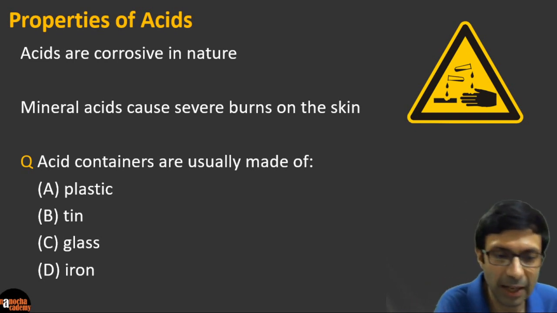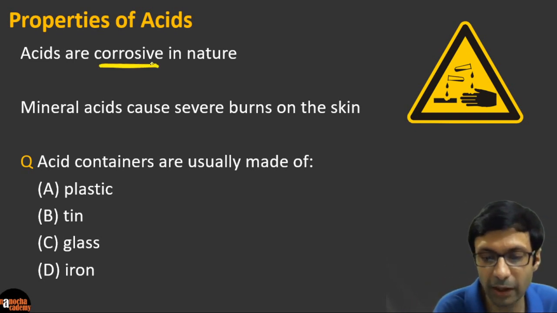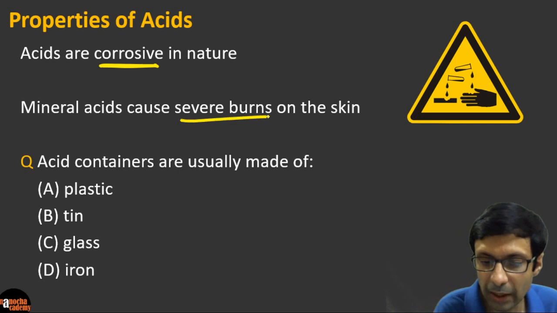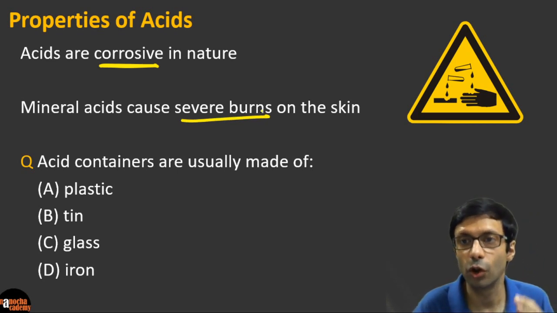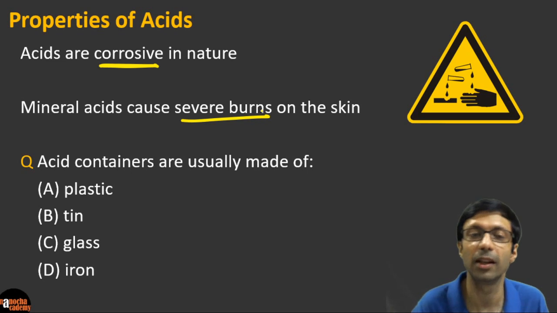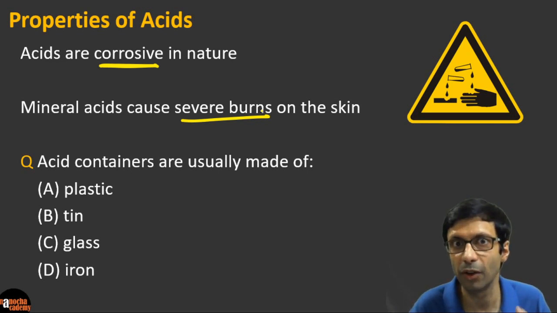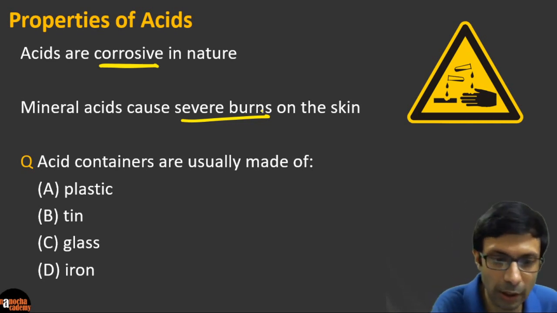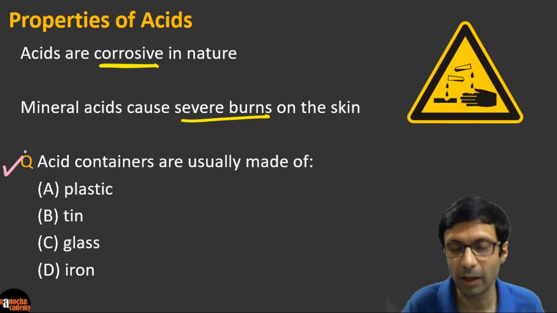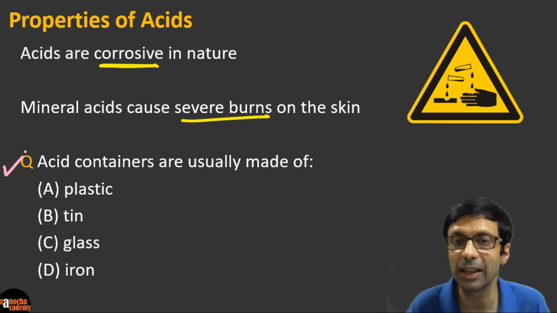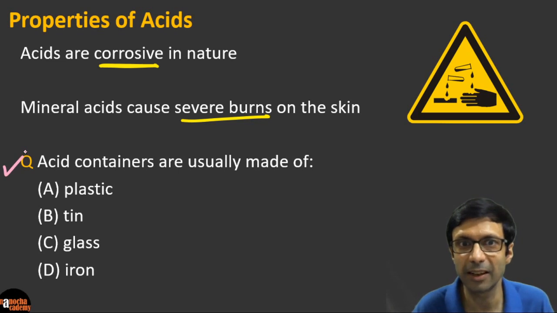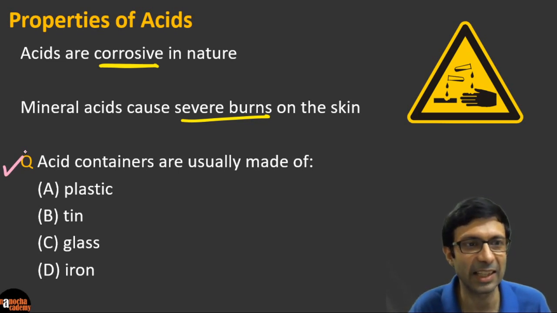So as we discussed, acids are highly corrosive in nature, right? They're very dangerous. They can cause severe burns on the skin. So in the lab, we should be really careful. We should not be casual when handling acids, whether they are dilute or concentrated, because they can be really corrosive and cause burns on the skin. Okay. And now I have this question for you: acid containers are usually made of what material? So what material is used to store acid? And here are our options. A is plastic, B is tin, C is glass, and D is iron.